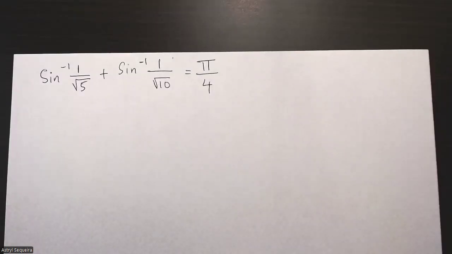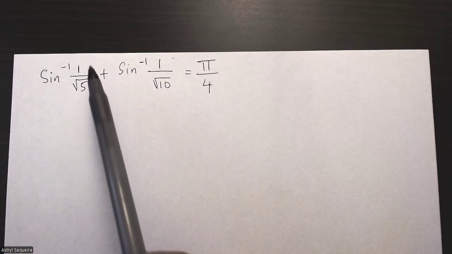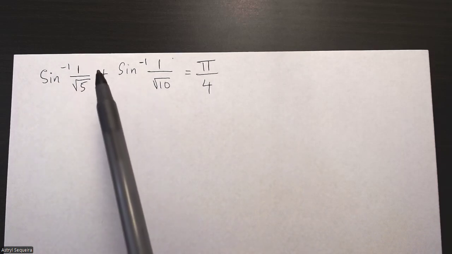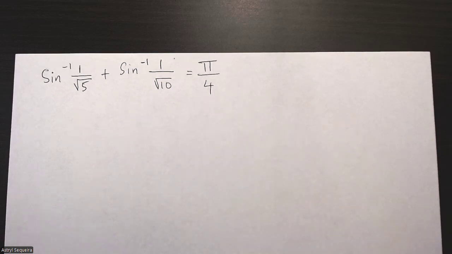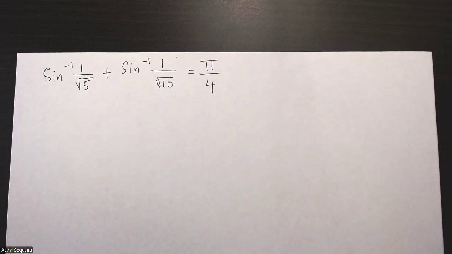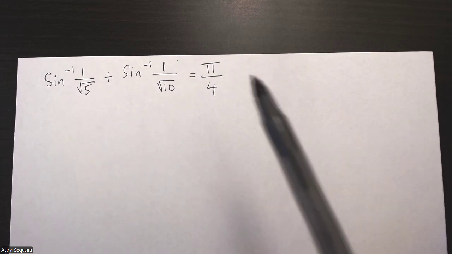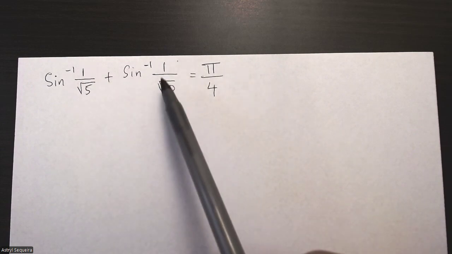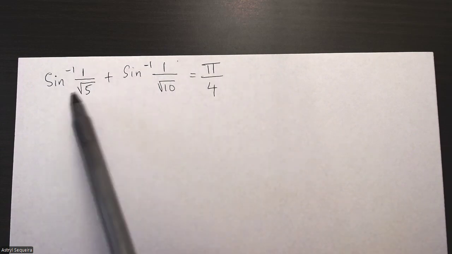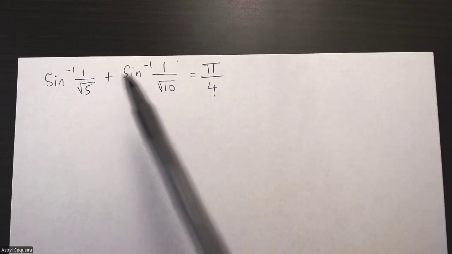All right, in this video, we want to prove this inverse trig ratio over here. Basically, the sine inverse of 1 over root 5 plus the sine inverse of 1 over root 10 equals pi over 4. And we're not allowed to use a calculator for this question. So if I take a look at this, none of these values are really in my exact triangles, so I can't use the values straight away.